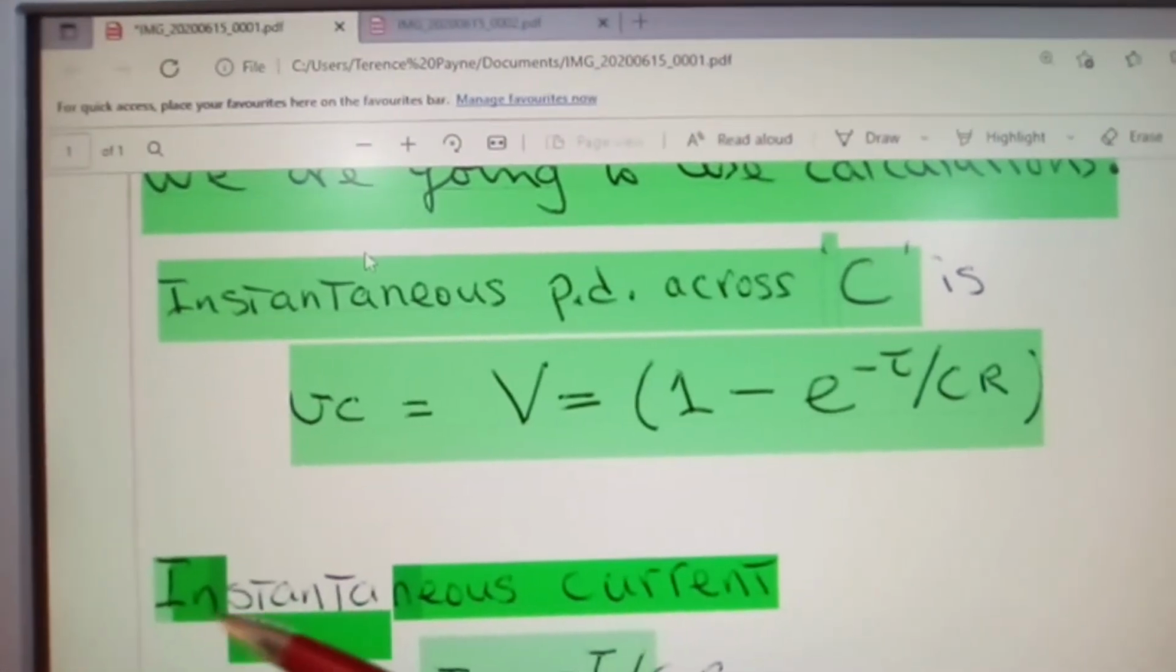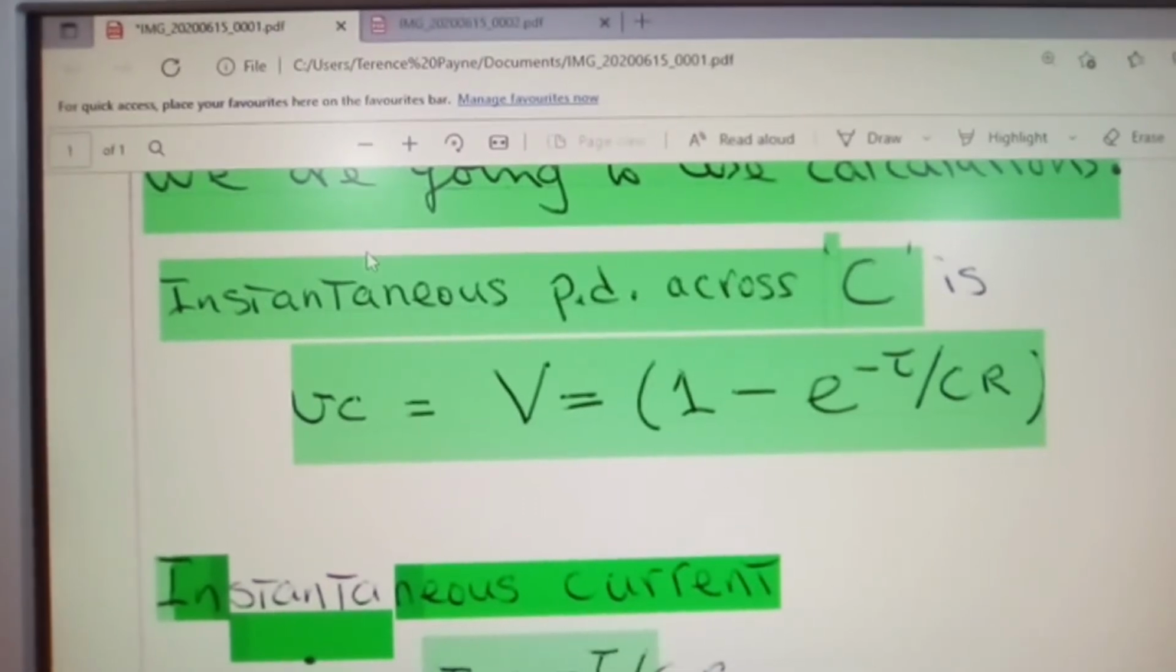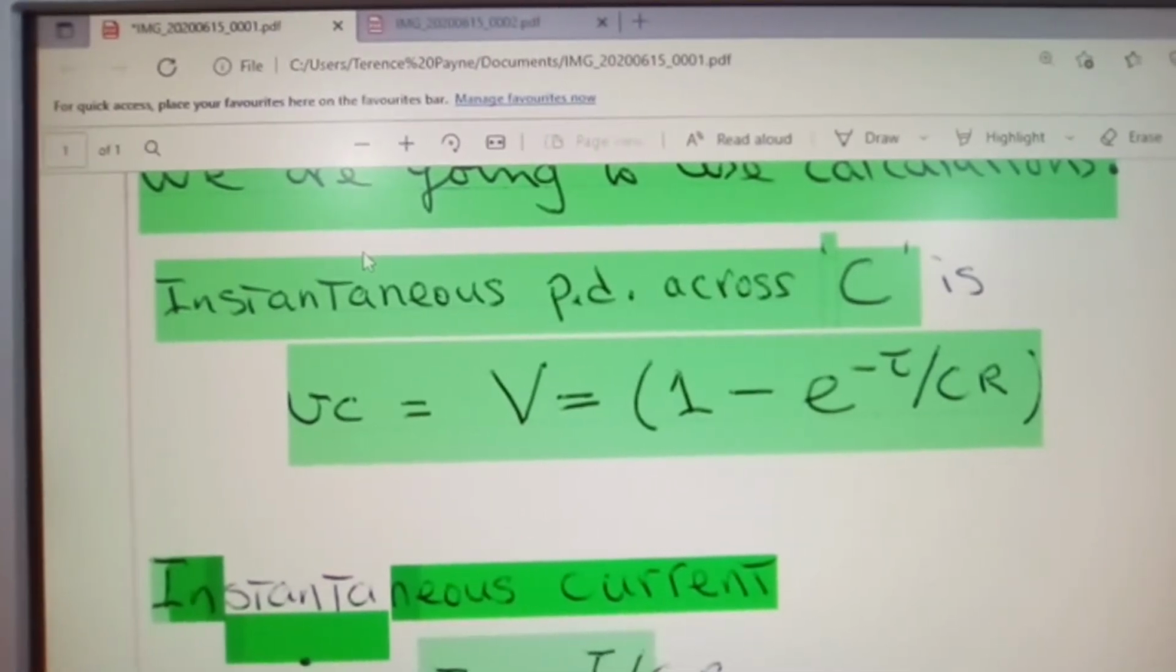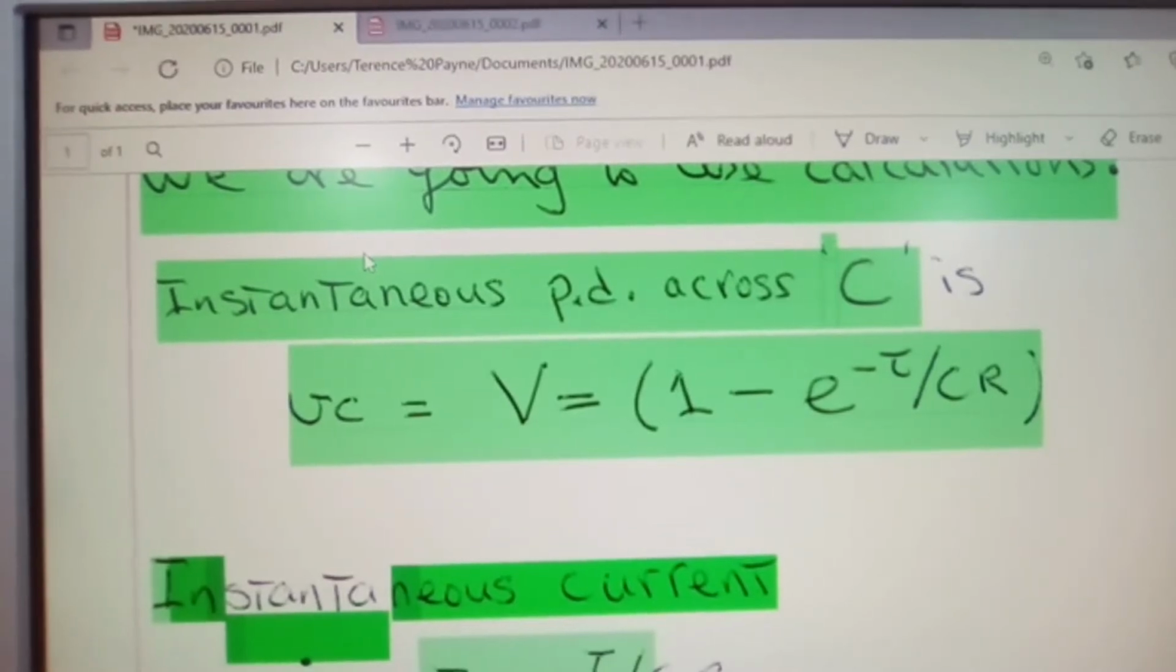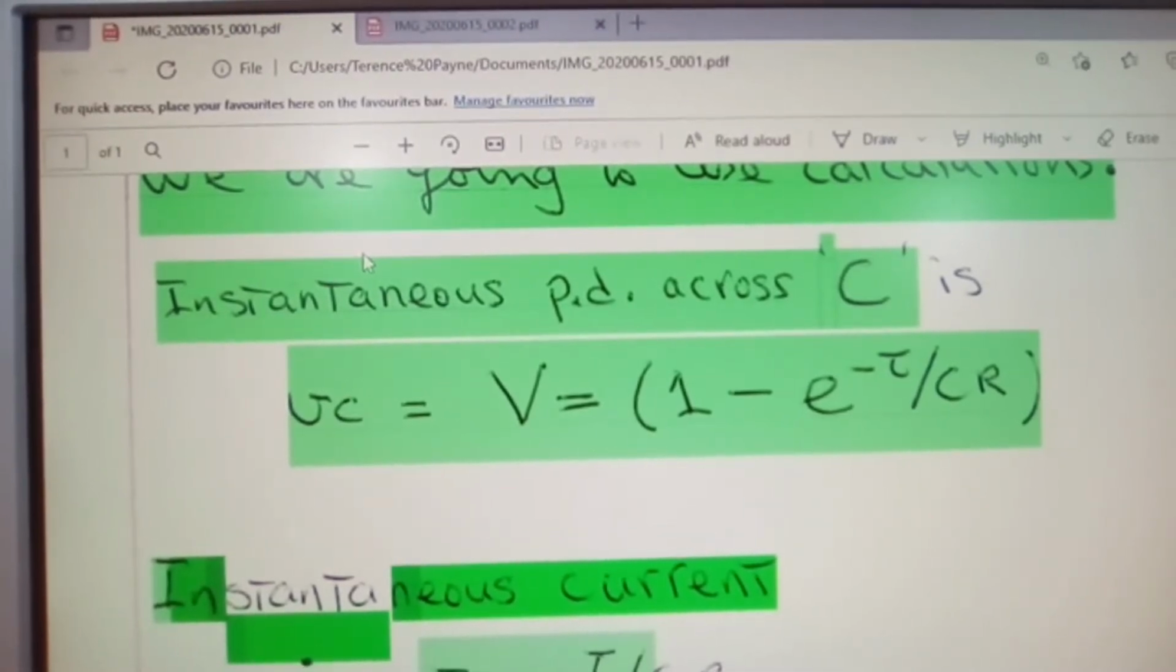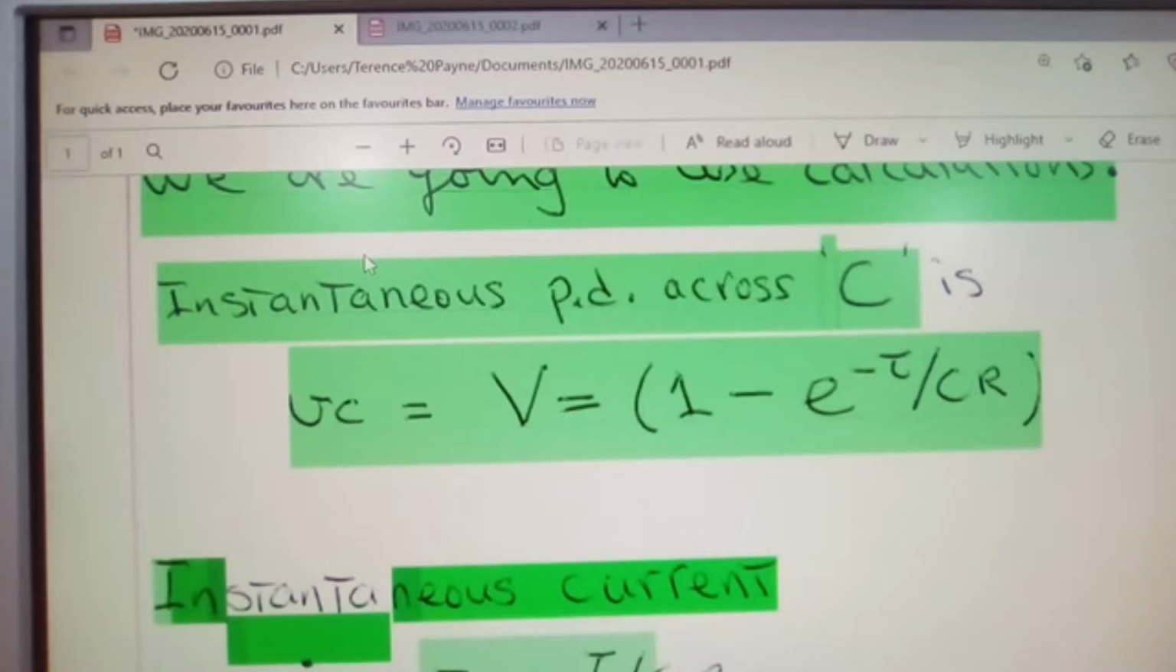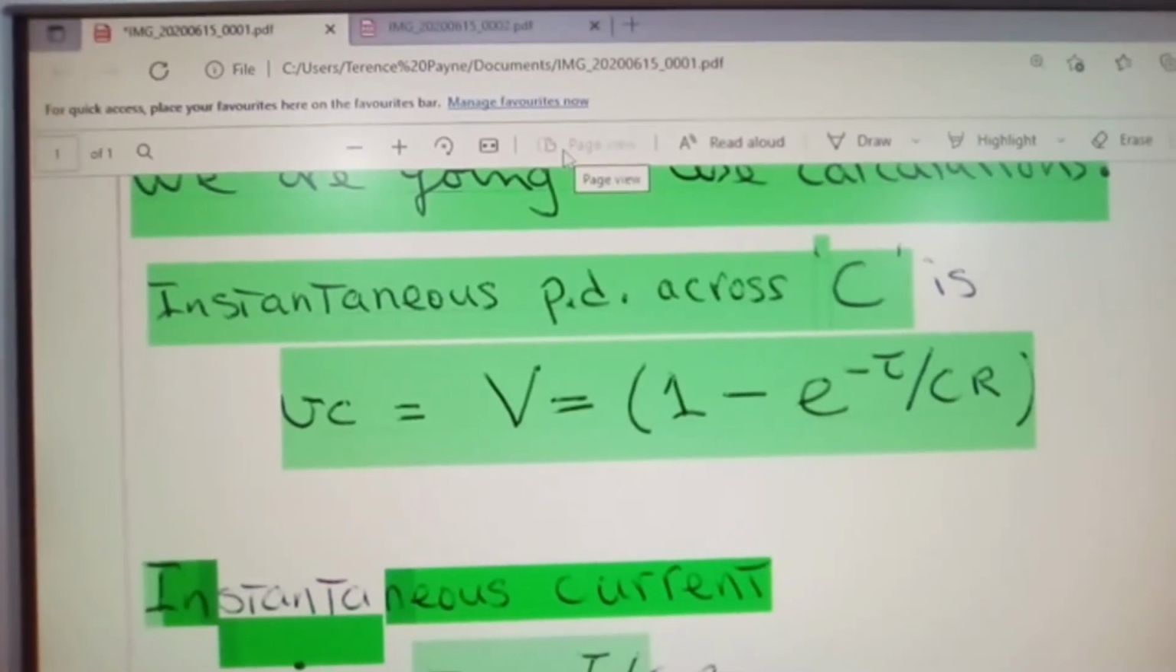This is our instantaneous current. I equals I e to the minus t over C times R. C is multiplied by R. C is the capacitance value times the resistance value, which will change the time respectively.